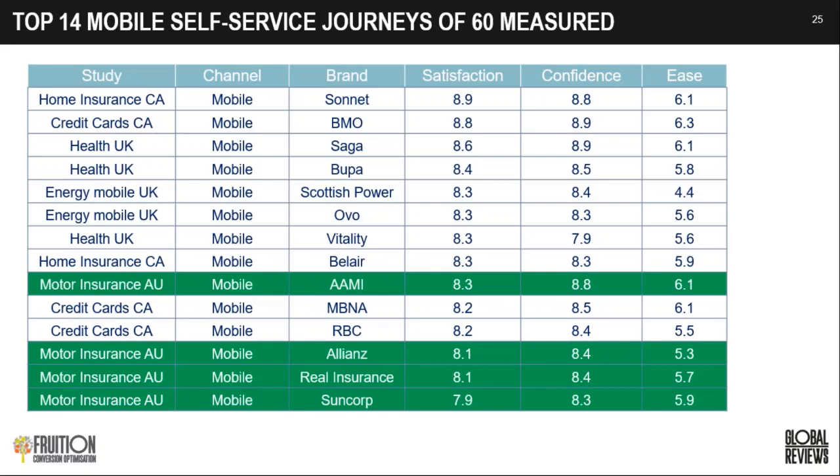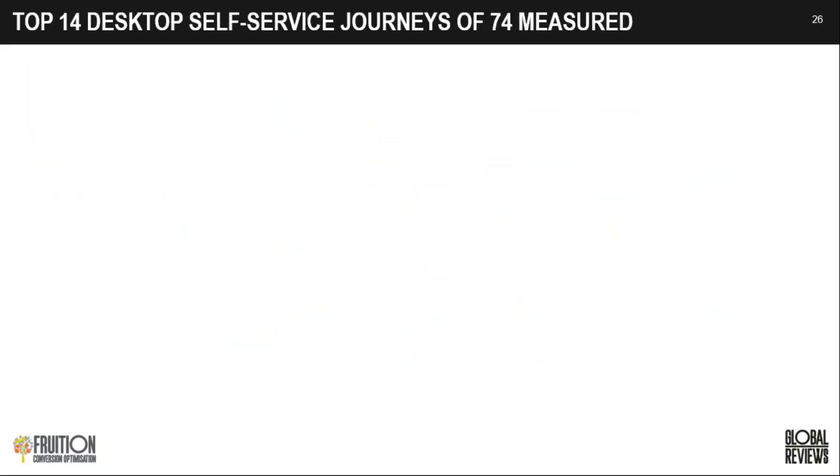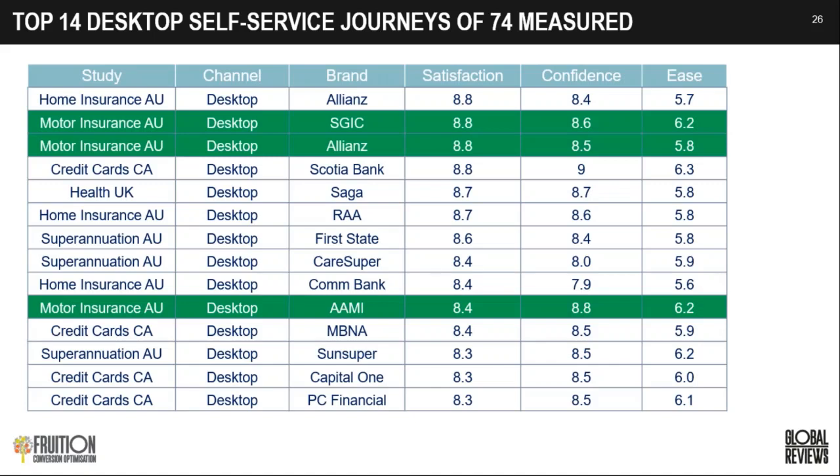Now let's look at the similar analysis on a desktop. On a desktop, we measured 74 brands and their self-service journeys, and here are the top 14. While things are looking a bit more positive on a desktop, there's so much more work to be done. On a desktop, 3 different brands have made it to the top 14. However, it's the home insurance brand from Allianz in Australia that actually tops the entire self-service journey experience.